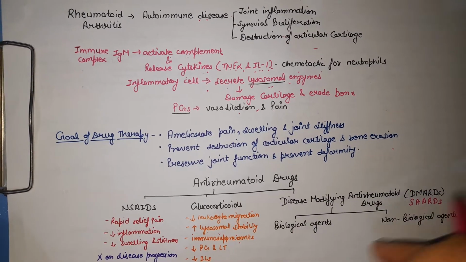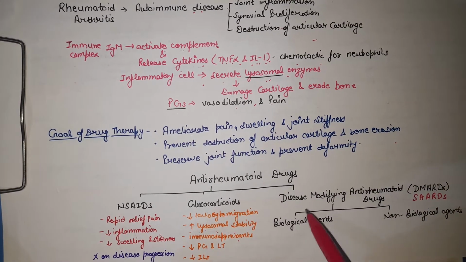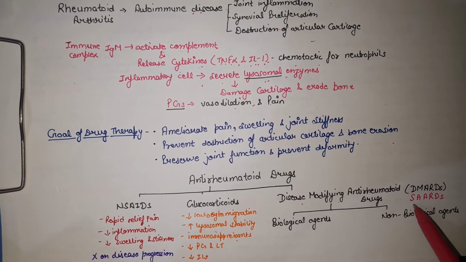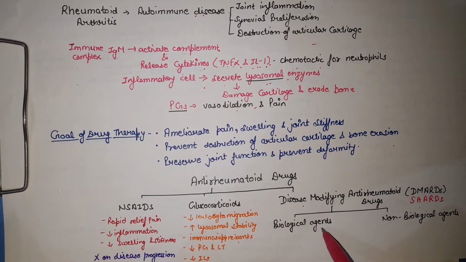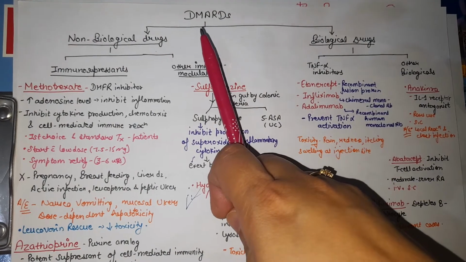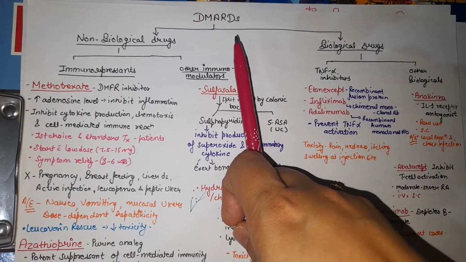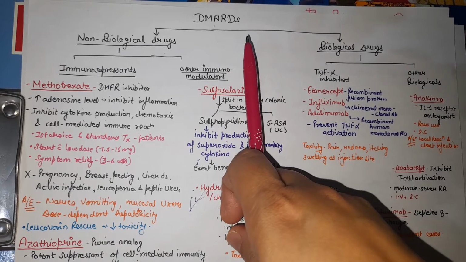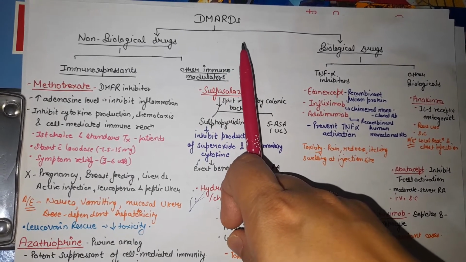So the next aspect is that we have to stop the disease progression. For this, the drugs used are known as disease modifying anti-rheumatoid drugs, DMARDs, and SAARDs, slow acting anti-rheumatoid drugs. These drugs are divided into biological agents and non-biological agents. Although DMARDs are very effective drugs, they are mainly reserved for patients with progressive disease who do not obtain satisfactory relief from the NSAIDs. They are capable of arresting the progress of the disease and also induce remission in these patients.